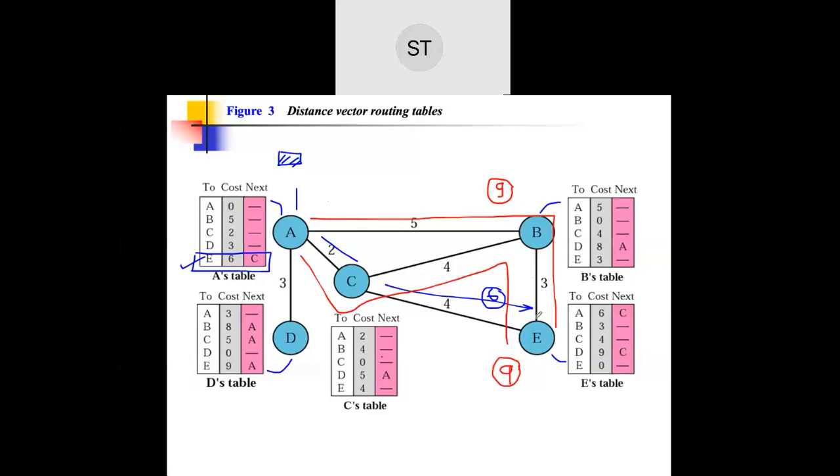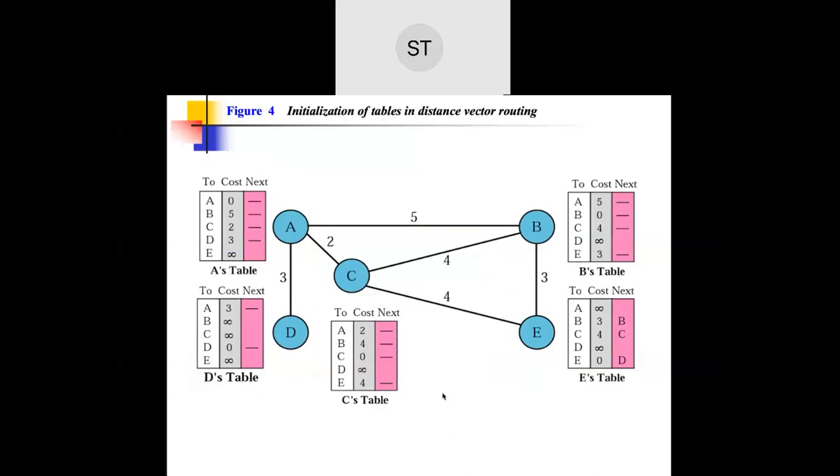Now I'll move ahead. What you can see is this is the initial table. A has the information regarding B, at distance 5. A has the information regarding D, at distance 3. A has the information regarding C, at distance 2. And A itself. But it doesn't have the information regarding E, so the entry is infinity.